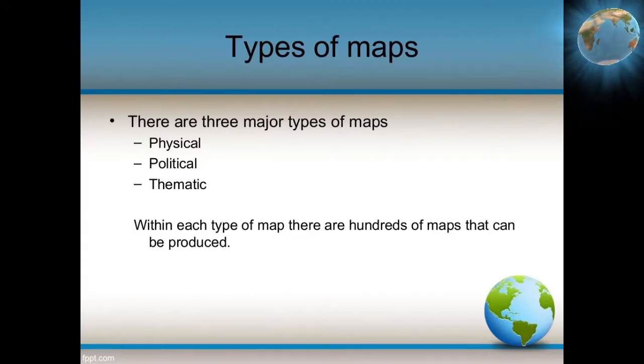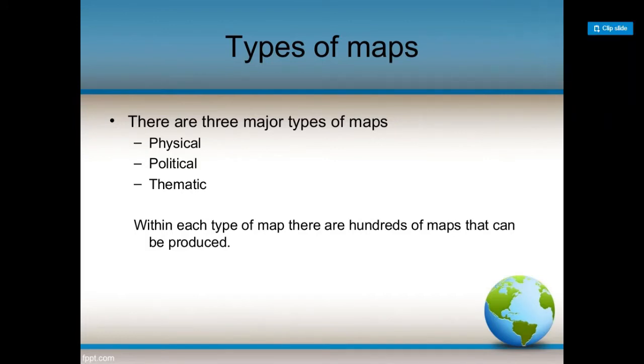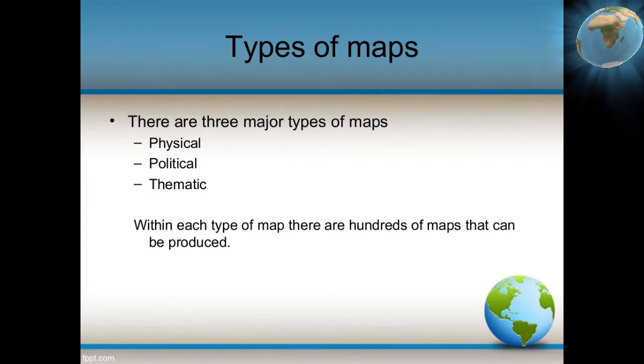Types of maps. There are three major types of maps: physical, political and thematic maps. And within each type of map, there can be hundreds of maps that can be produced. Okay, so three major types of maps: physical, political and thematic, and under each one hundreds of maps can be formed.